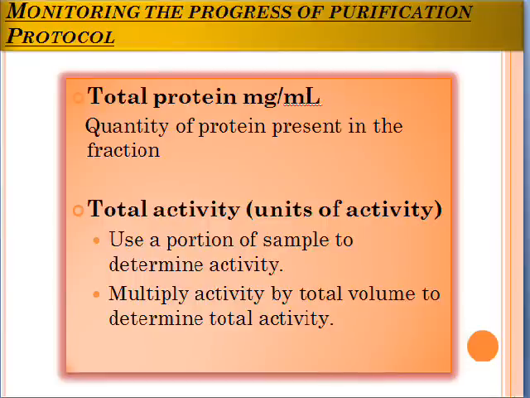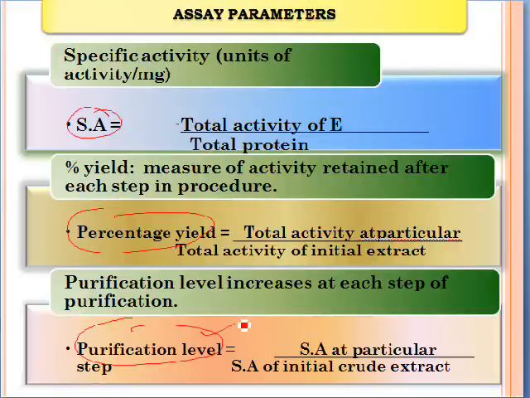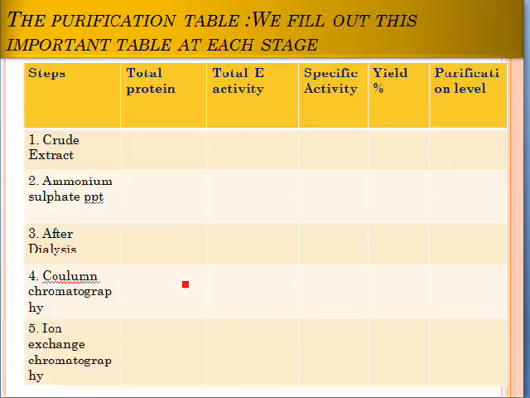Next, for monitoring whether or not the protein is purified, you have to regularly check its enzyme activity, total protein, specific activity, and yield percentage. The formula is given for every term here. So at each step you have to check or calculate these parameters. You can then analyze whether the protein is purified or not.